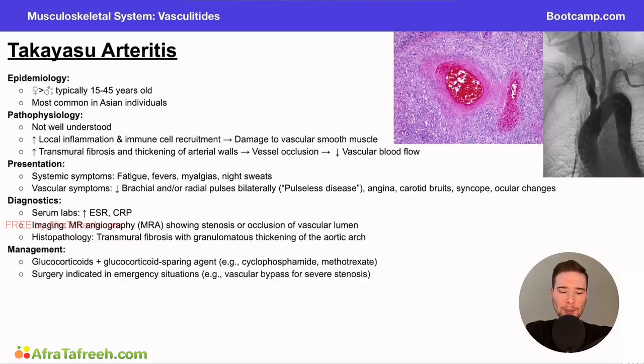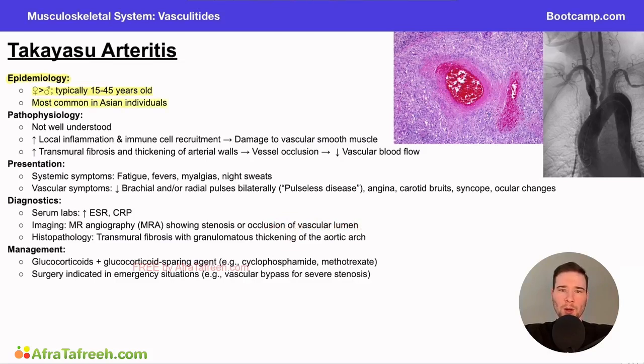So if we think about the epidemiology of Takayasu arteritis, we're typically dealing with a female patient that's between the ages of 15 to 45. As I often say, this does not mean this only occurs in females or only in this age range, but this is a very classic presentation that you want to be thinking about this condition. It's also important to note that this is most common in Asian individuals.